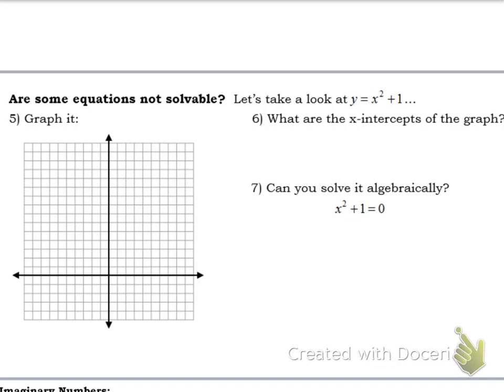Are some equations not solvable? Let's take a look at y equals x squared plus 1. What are the x-intercepts of the graph? Can you solve it algebraically? Okay, so if you graph it, it's going to start at 0, 1. So 0, 1, right one up 1, right two up 3, left one up 1, left two up 3. Okay, so there are no x-intercepts.